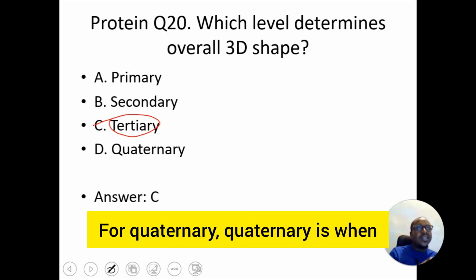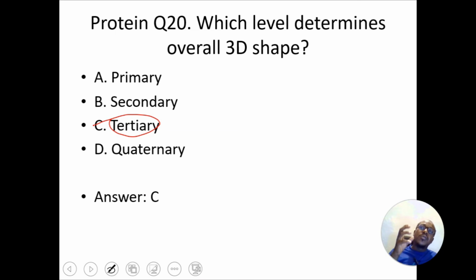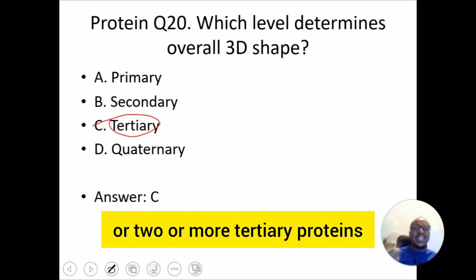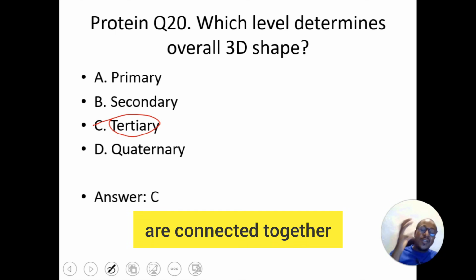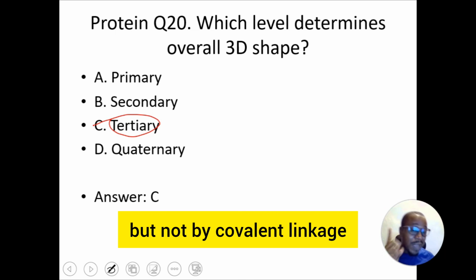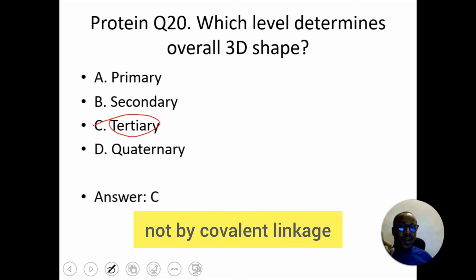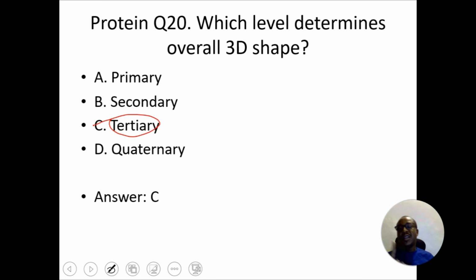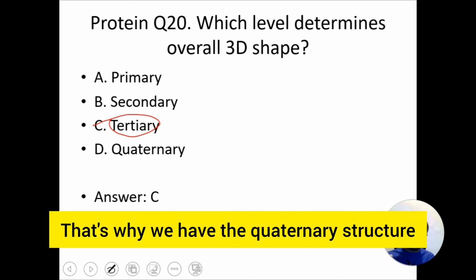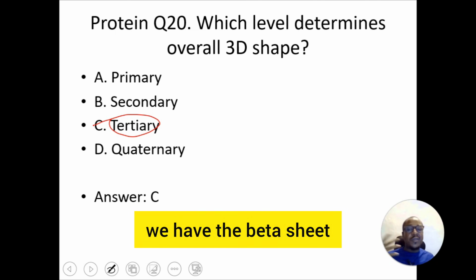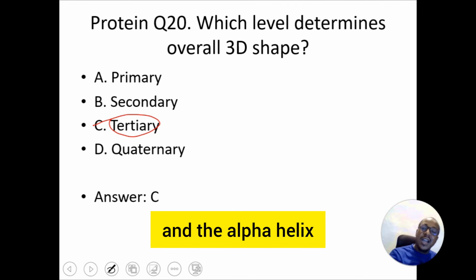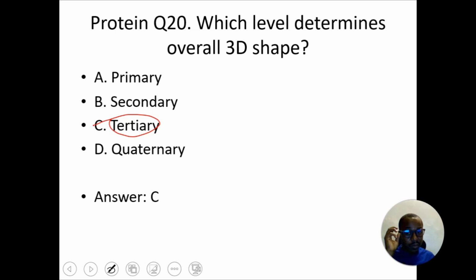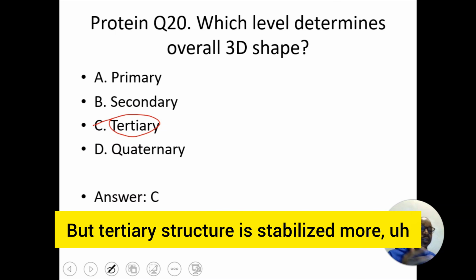Quaternary is when two or more polypeptides, or two or more tertiary proteins, are connected together, but not by covalent linkage. They are attached to each other, but not by covalent bonding. That's why we have the quaternary structure. In the secondary structure, we have the beta sheet and the alpha helix, which are stabilized by hydrogen bonding. But tertiary structure is stabilized more.